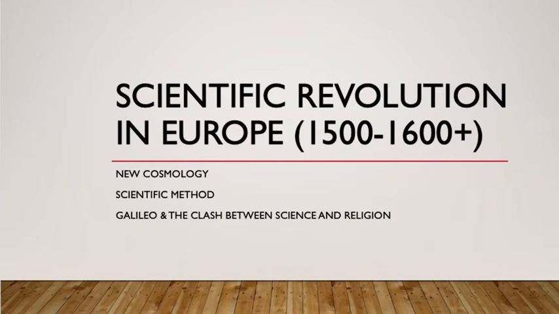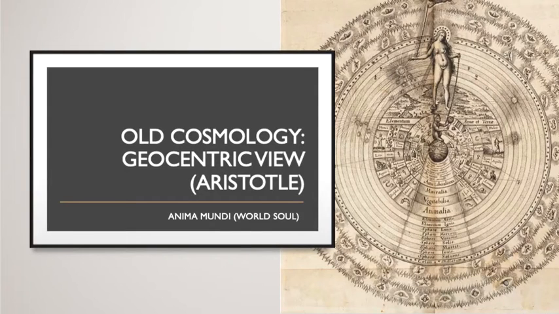And this is, I think, one of the most important moments of modern history, when Europeans figure out the scientific method. So we're going to talk here about the new cosmology, the new view of the universe, the cosmos, the scientific method, and then a little bit in particular about Galileo and the clash between science and religion. Before we do all that, we have to understand the old way of thinking before we understand what's new.